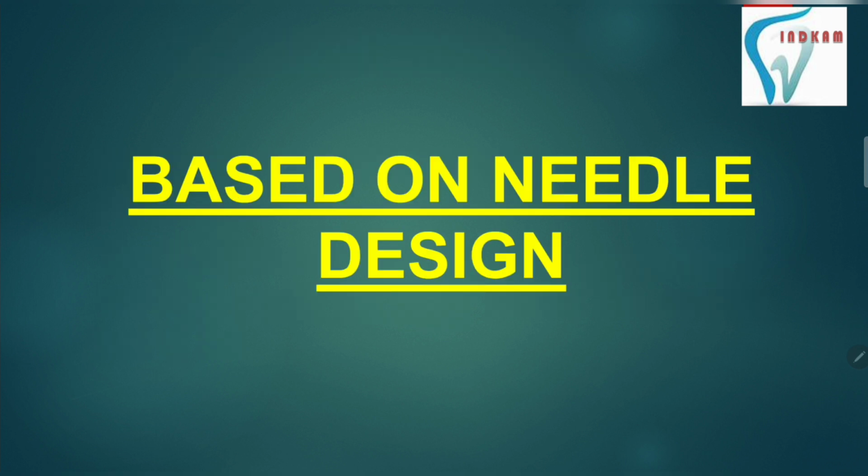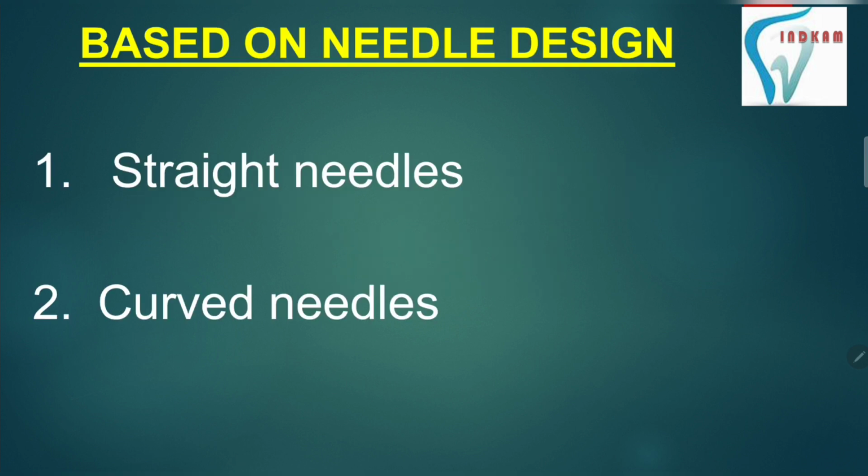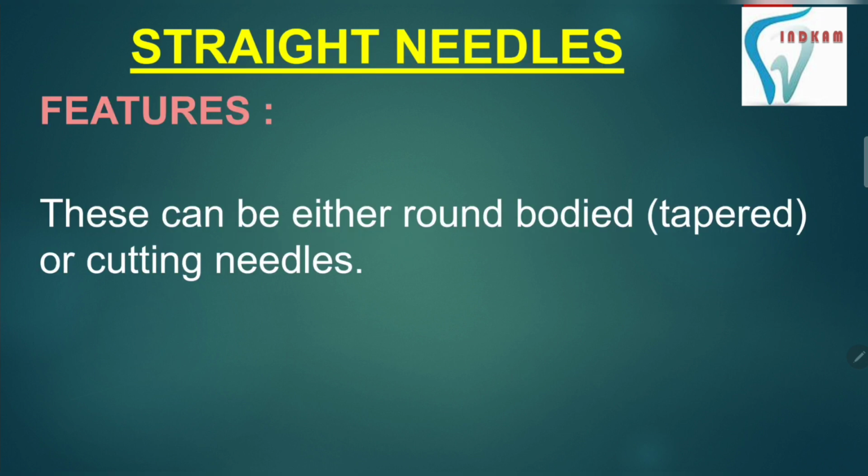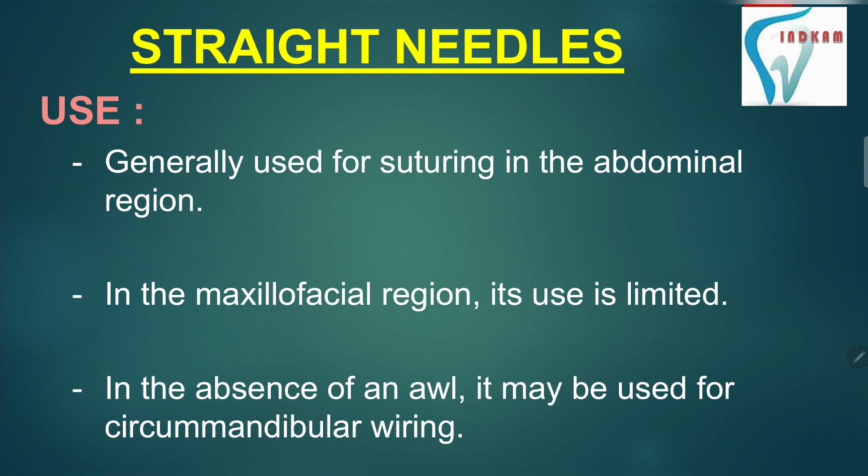So coming to the needles based on the design. Based on the needle design, needles are of two types: straight needles and curved needles. First we'll learn about straight needles. Straight needles can be either round bodied or cutting needles. It can be of any type. Uses of straight needle: the straight needle is generally used for suturing in the abdominal region.